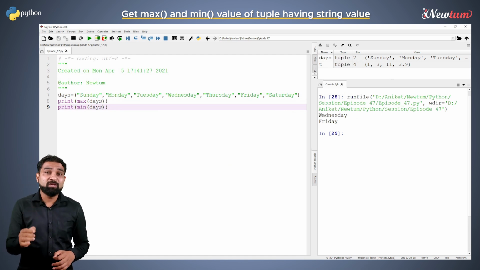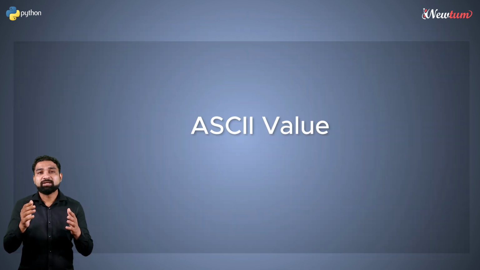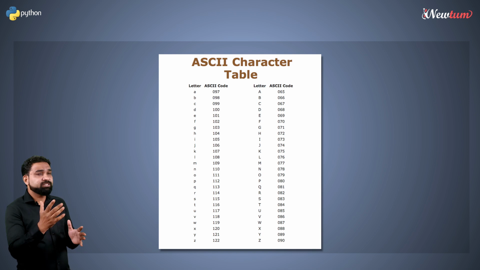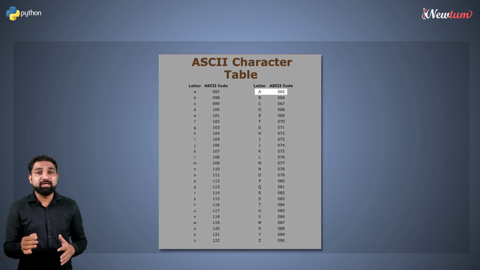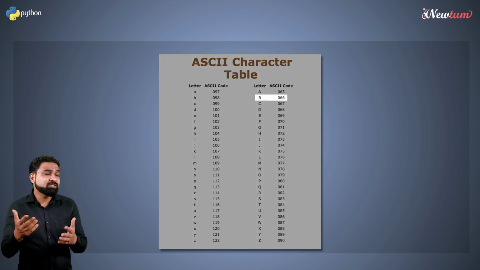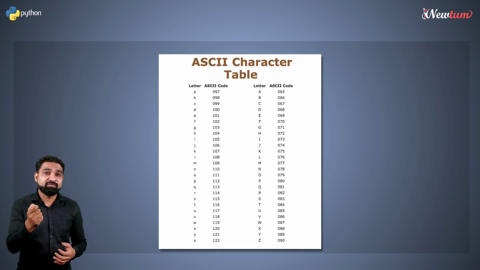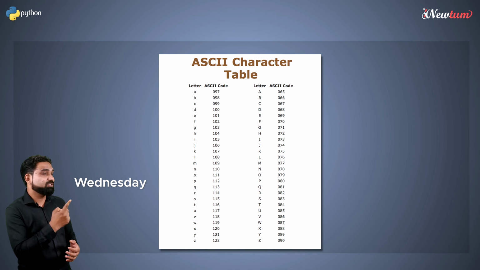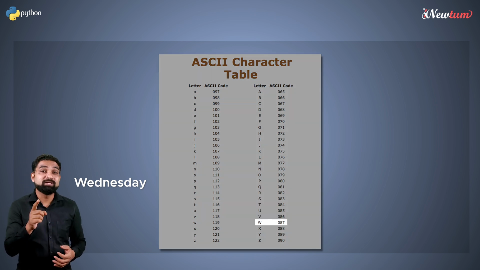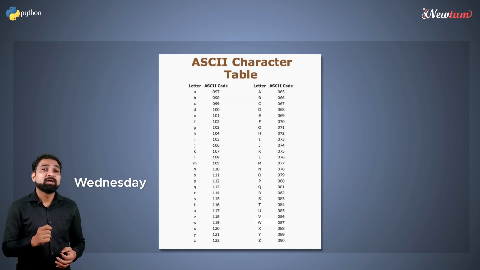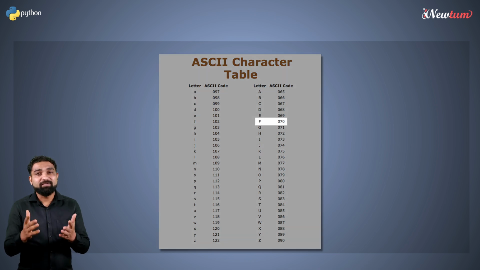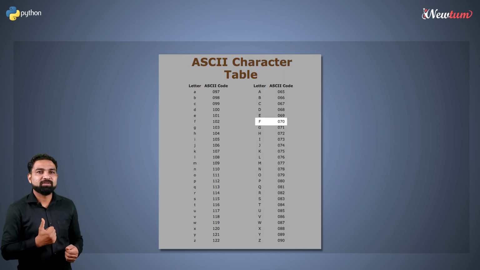When we have a string value in tuple, the output is based on the ASCII value of character. If you look at this chart, the ASCII value of A is 65, B is 66 and so on. So for the max function, we got the output Wednesday because W has the highest ASCII value. And in Friday, F has the lowest ASCII value.